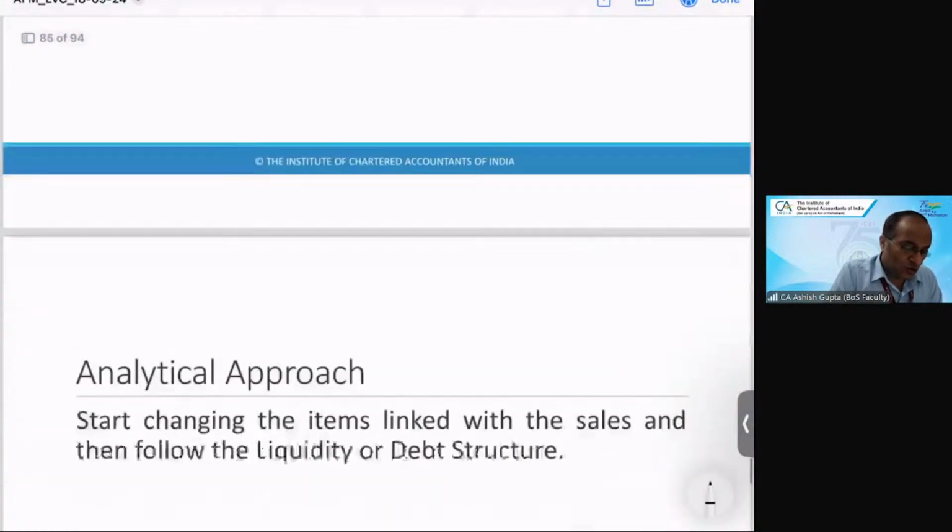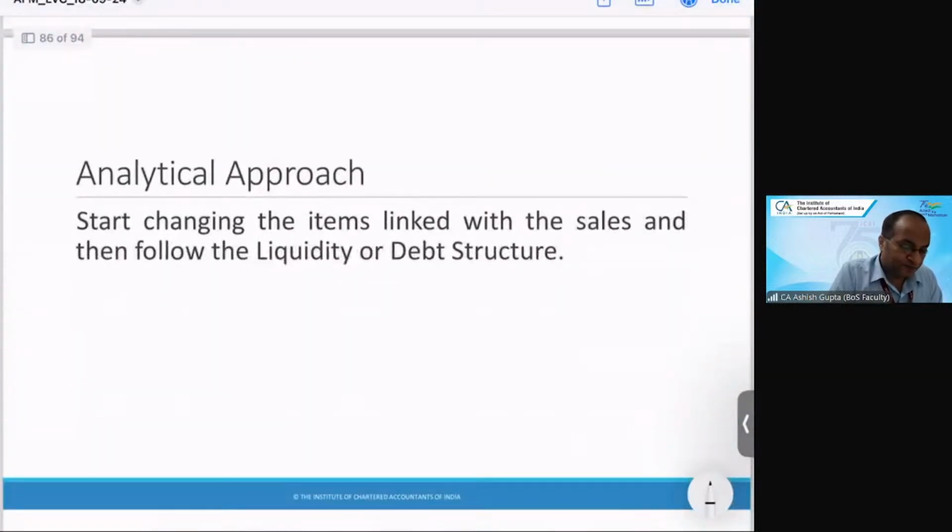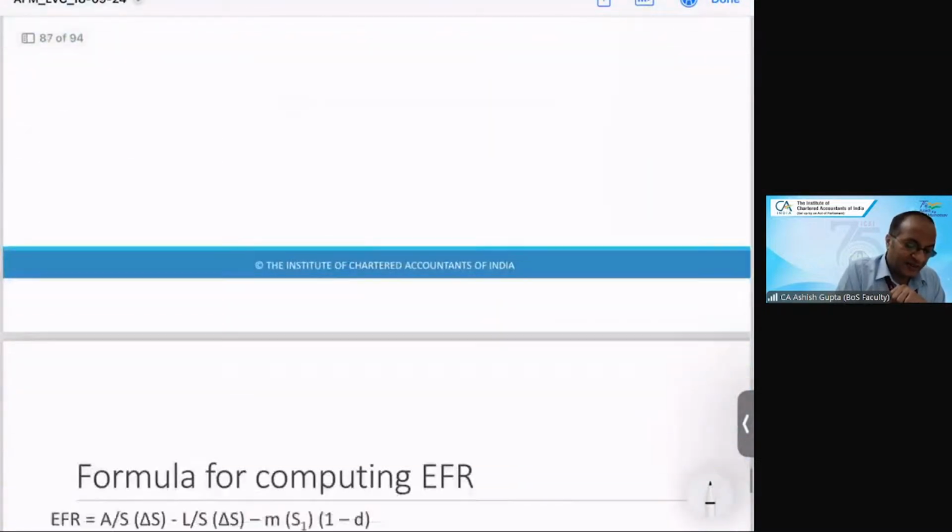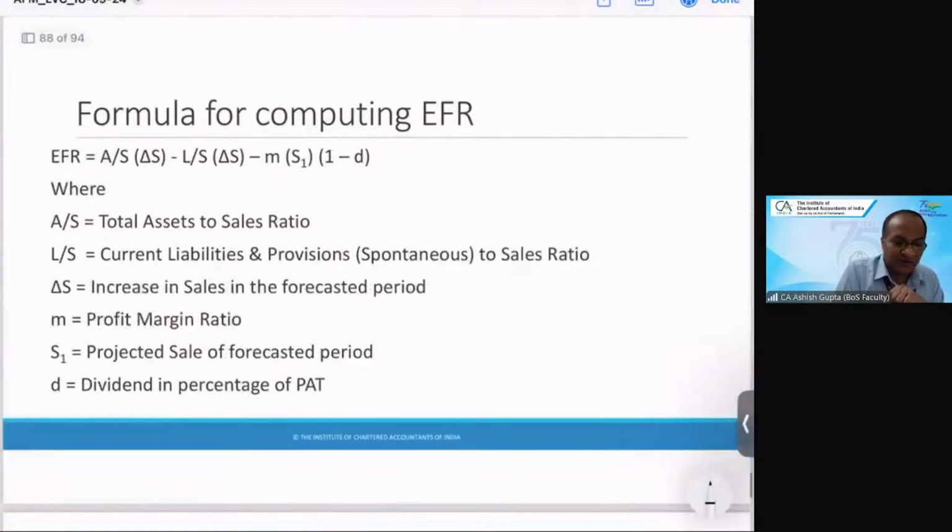Students, this is also called the analytical approach. We start changing the items linked to sales, and then follow the liquidity and debt structure. Then there is another approach: a formula for computing EFR. Now, if I talk about this formula, students, it is not exactly a formula. It is basically a simple logic.